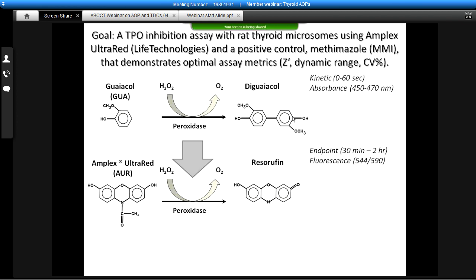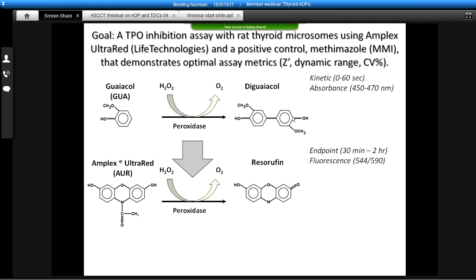And so what I've done is use Amplex Ultra Red in place of guaiacol. Amplex Ultra Red is a peroxidase substrate that's available commercially from Life Technologies, and essentially in the presence of hydrogen peroxide, thyroperoxidase will convert Amplex Ultra Red to resorufin. This would be an endpoint assay where resorufin has been shown to be stable in my hands from 30 minutes to at least 2 hours post-initiation of the reaction. And this can be read on a fluorescence scale and is quite sensitive.